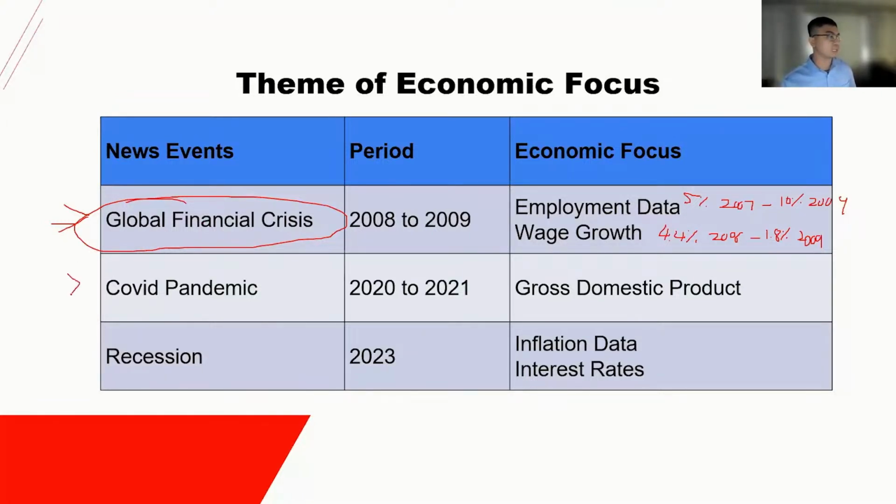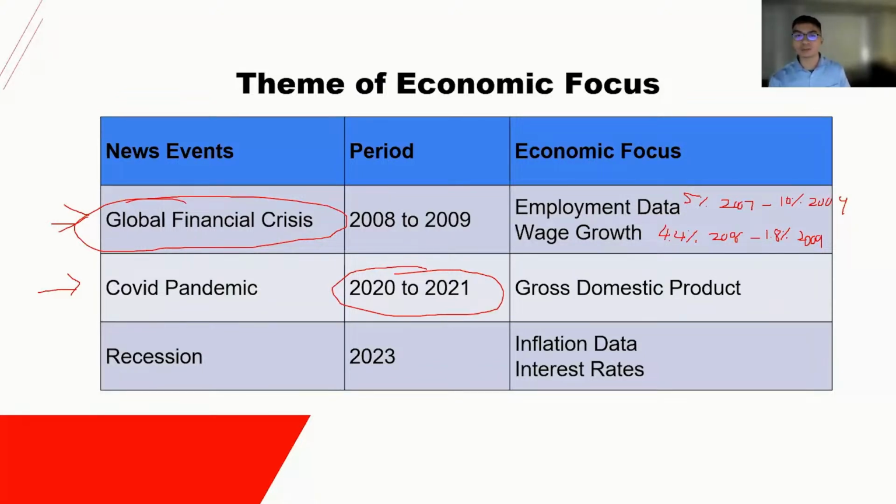Next, we have the COVID pandemic. I guess we just got out of it, so now it's the post-COVID. COVID happened 2020 to 2021. All of us went through it. The pandemic had far-reaching consequences for individuals, economies, and societies worldwide, and its effects will be felt for years to come. One of the most significant impacts of the COVID-19 pandemic was on the gross domestic product, the GDP, which is a measure of a country's economic activity.